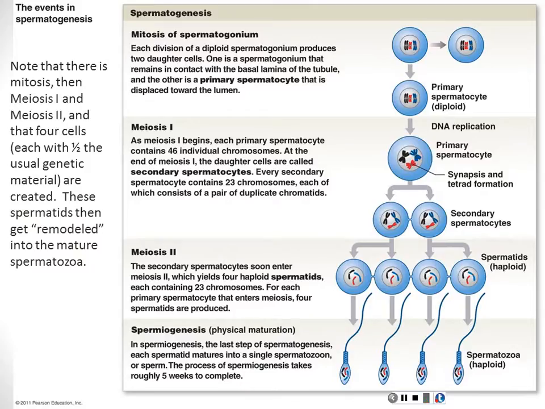Okay, so spermatogenesis is the production of sperm cells. Spermiogenesis is turning those cells into functional, fertile sperm. Okay, so they're 2 different words. Spermatogenesis is this part. Spermiogenesis is this last step right here. Okay. So it all starts with this guy, the spermatogonium.